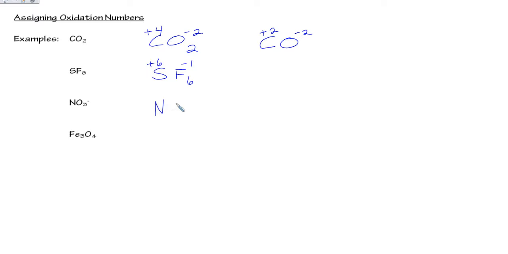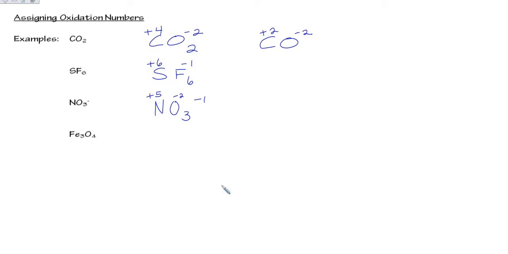Nitrate, NO3 -1. Okay, so whatever I assign for oxidation numbers, they need to add up to an overall -1 charge. Oxygen's always a gimme. He's always -2. There are 3 oxygen, which gives me a -6. I need this to have an overall charge of -1. The nitrogen is +5.